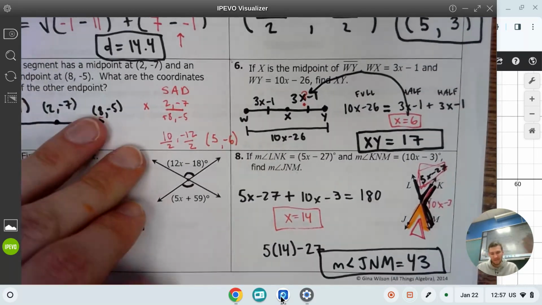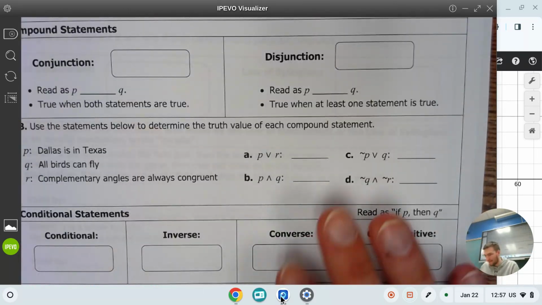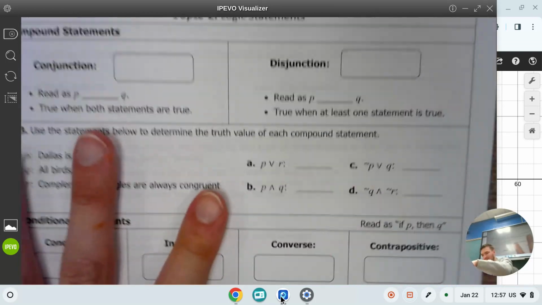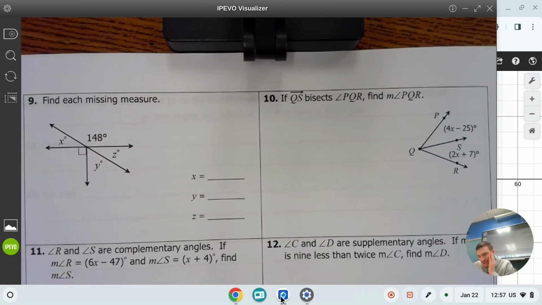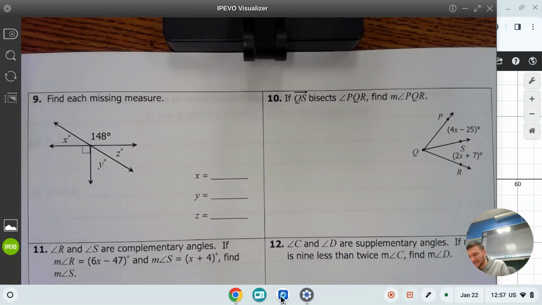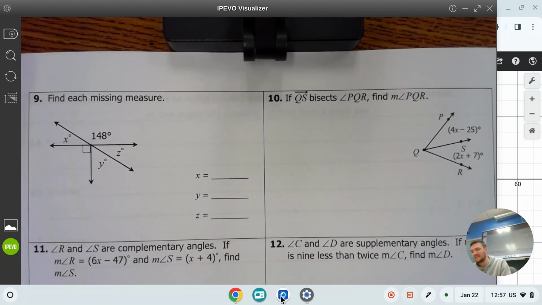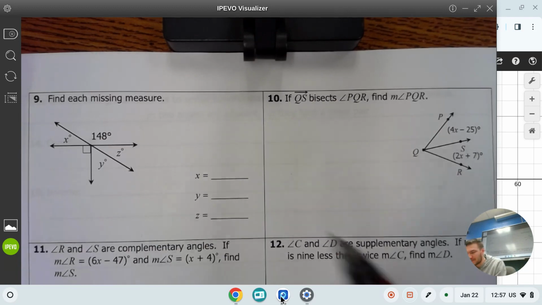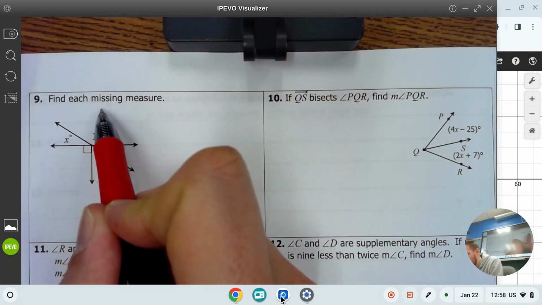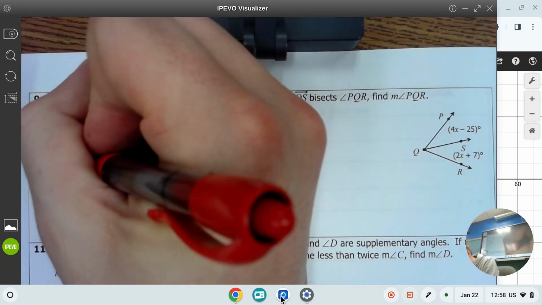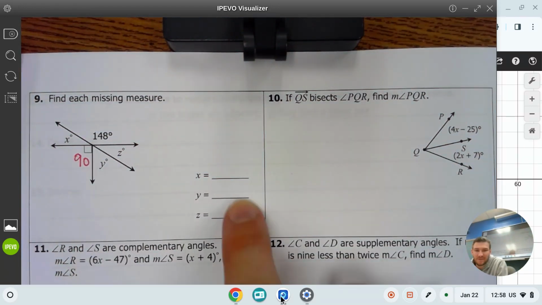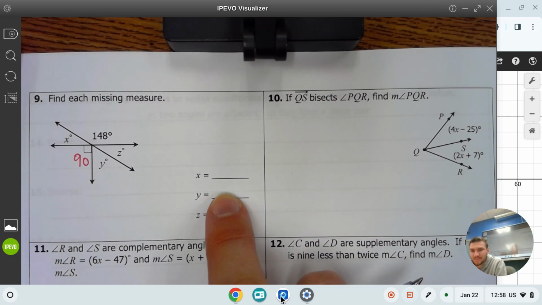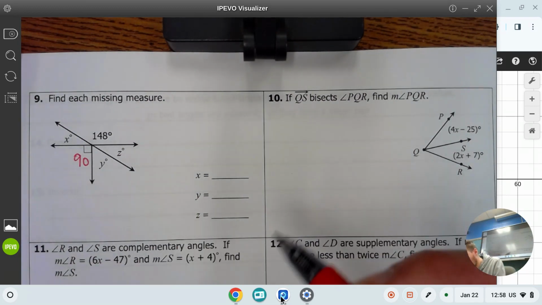All right, we're going. We're off that first page. It was a little slow. Now we're talking about multiple angles all working together. We're looking for complementary, supplementary, 90-degree angles. Find each missing measure. We know that this right angle is going to be 90. That's not one of the things that we need. But we do know some other things.